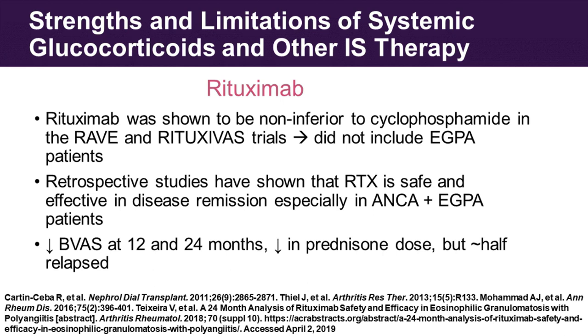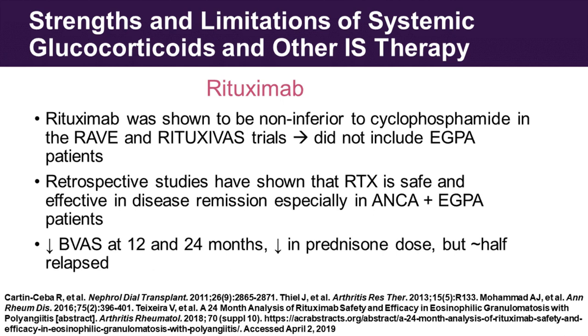Retrospective studies looking at EGPA patients did show that it is effective, especially in those ANCA positive groups of EGPA patients. You had decrease in BVAS, which is your activity score, at a year and at 2 years. You were able to decrease your prednisone doses, but again, a lot of them were relapsing. So there's some information specifically in EGPA patients saying that it can be effective.